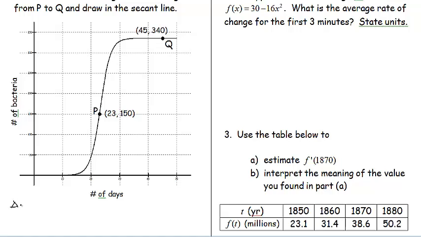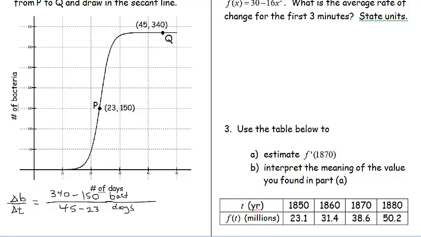Okay, so we're going to say the change in bacteria, whatever we want to use, B, over the change in time. So instead of y and x, we're just using B and t, the difference of the two y values. So you're usually asked to show the work that leads to your answer. So you want to show the setup. 340 minus 150 over 45 minus 23. And it might be helpful to include units in your work. In this case, we have bacteria on top and days on bottom.